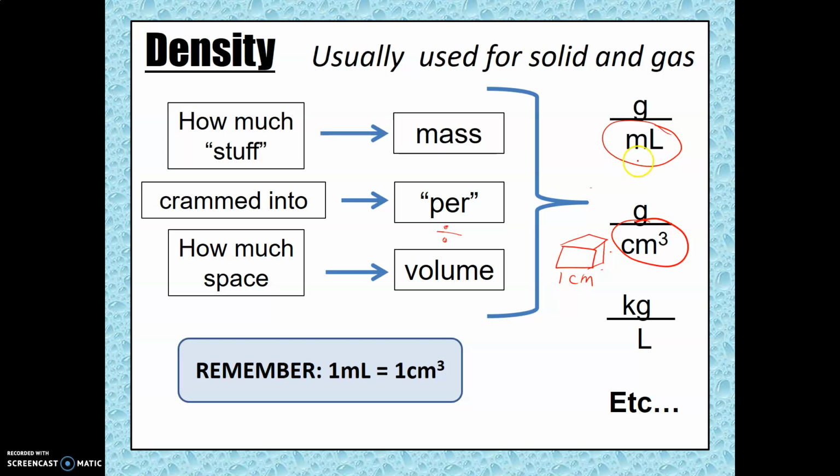So if I'm using something like a graduated cylinder that uses milliliters, maybe I would use milliliters. If I'm measuring something with a ruler, maybe centimeters cubed would be an easier measurement. But it doesn't really matter, you can interchange them because they are the same thing. That comes up over and over during the year, something that you should make sure that you memorize.